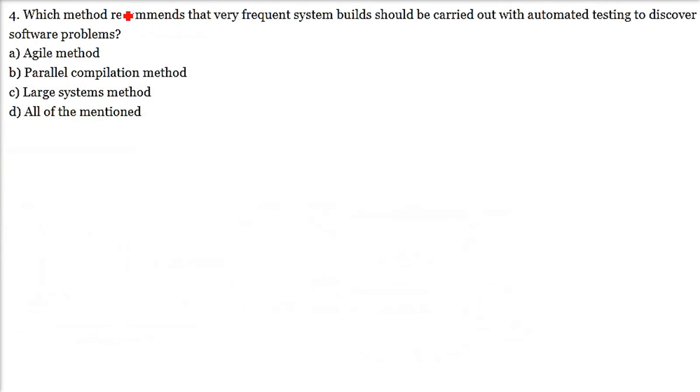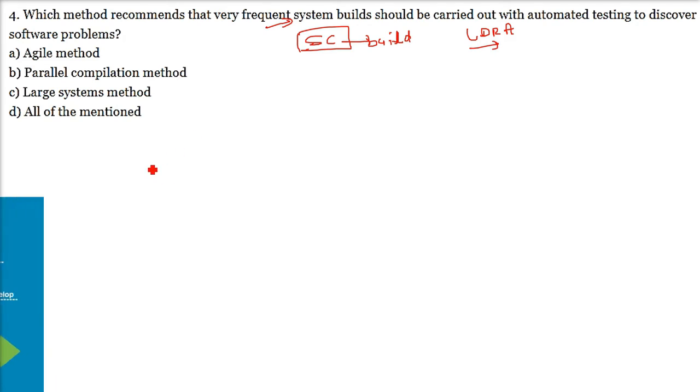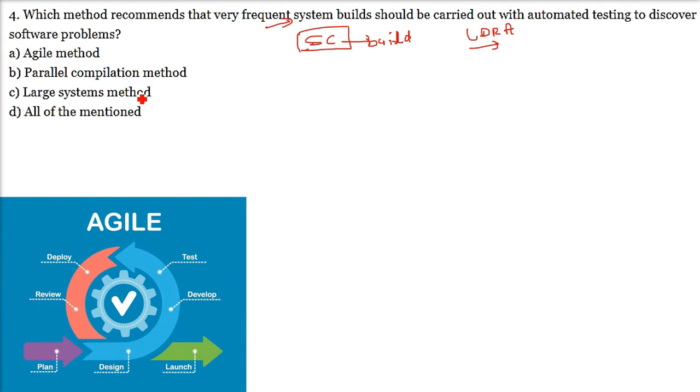Which method recommends that every frequent system build should be carried out with automated testing to discover software problems? Since it is saying very frequent, whenever it comes to quick delivery, quick iteration, all these come under the agile. So the answer here will be agile method.